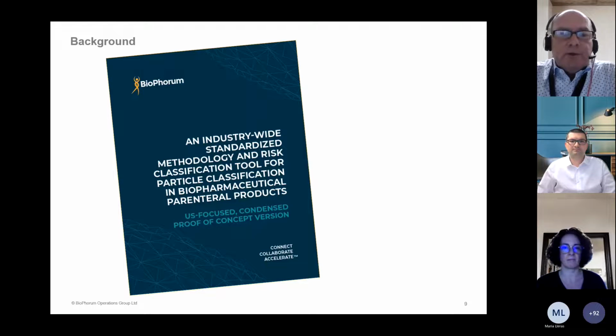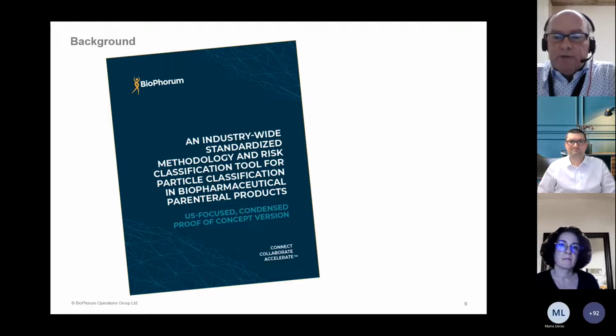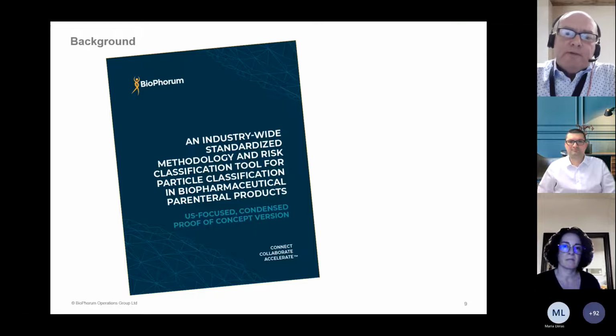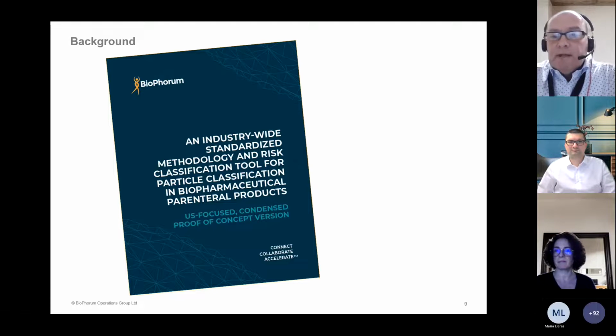Yes, as mentioned during my introduction, the whole journey of particle classification started already some time ago. In fact, in 2018, the proof of concept paper was published which describes a risk-based standardized methodology for classifying visible particles in parenteral products. We did not come up with new risk factors, but used info already available, published by different others, like John Ayers and Stephen Langell, who was previously at the FDA.